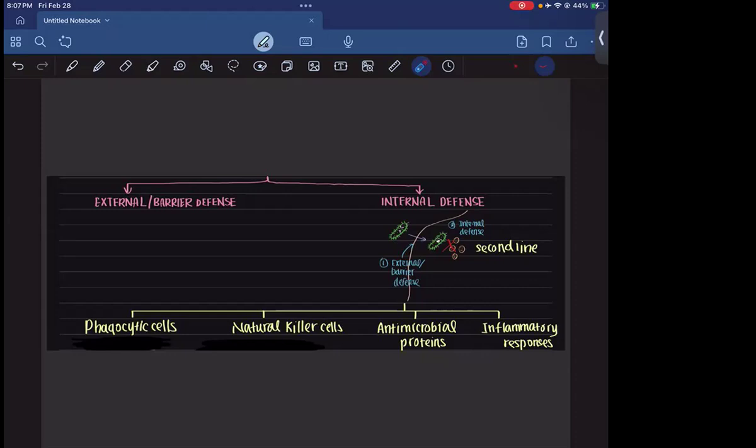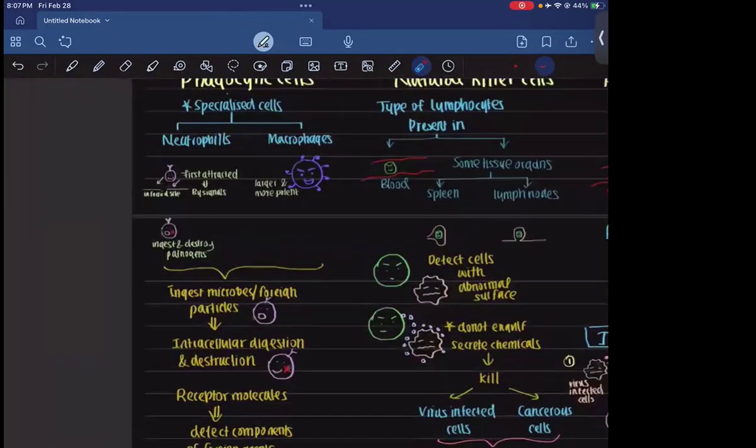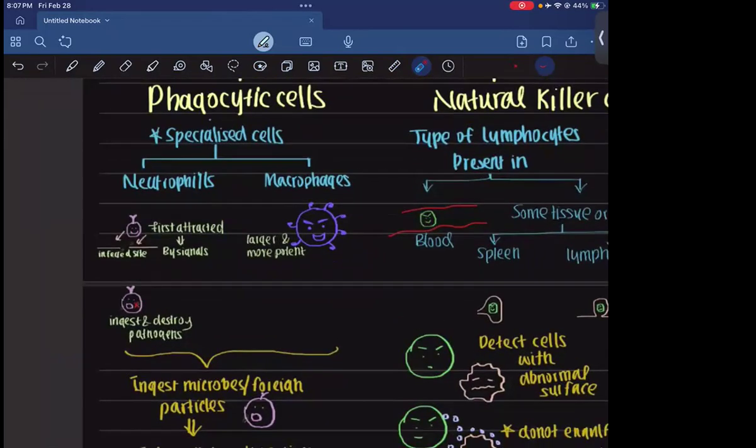Now let's look one by one at what these are. Who are these phagocytic cells? What are they going to do? Who are these natural killer cells? What are they going to do? And so on. Now, these phagocytic cells are specialized cells, specialized for phagocytosis. There are mainly two types of phagocytic cells: neutrophils and macrophages. Both of them are WBCs.